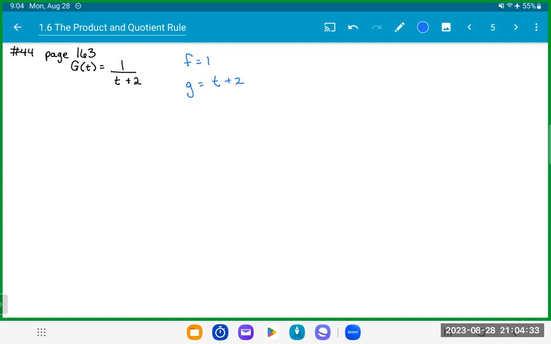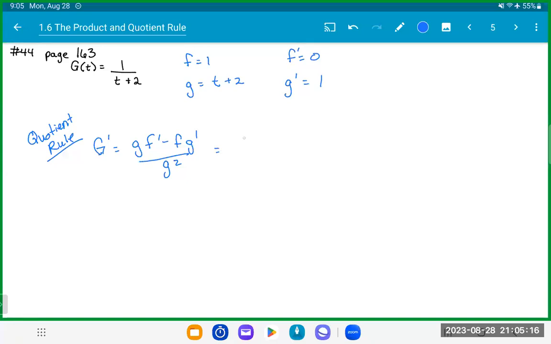Okay. All right. So the derivative of a constant is equal to 0. And the derivative of t is going to be 1, and the derivative of 2 is 0. So my derivative of my g function is just 1. Okay. So this one, we have to use our quotient rule, where the derivative is g times f prime minus f times g prime, over g squared.